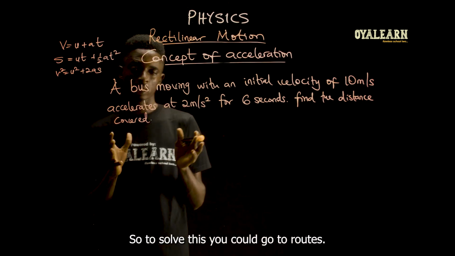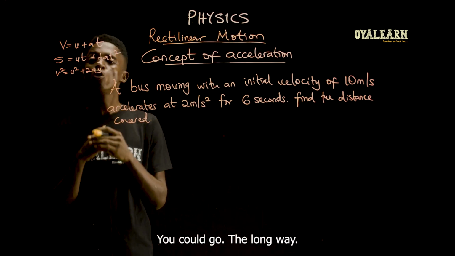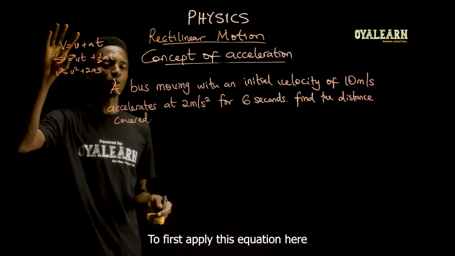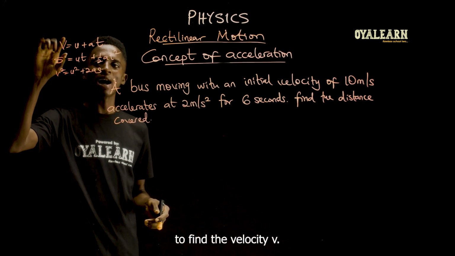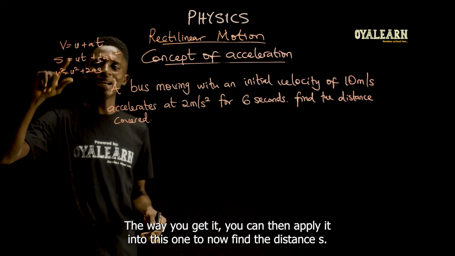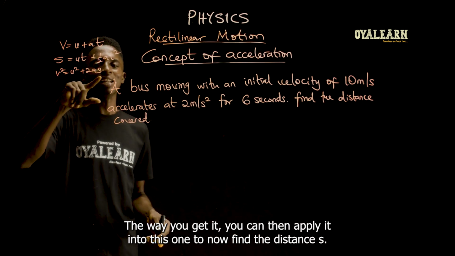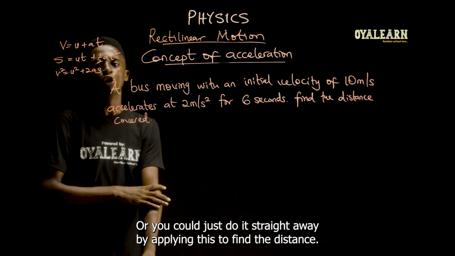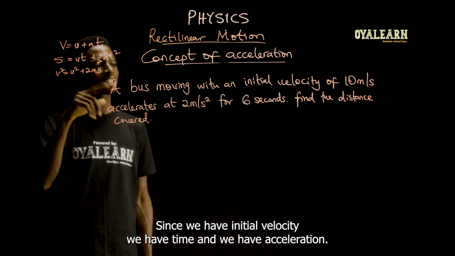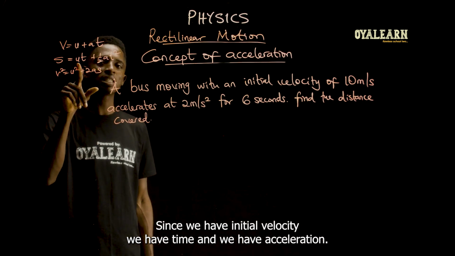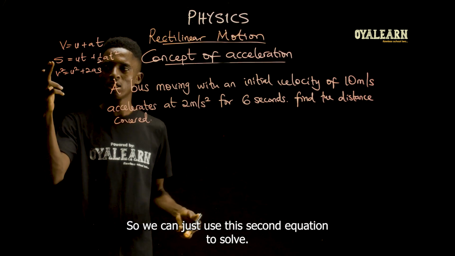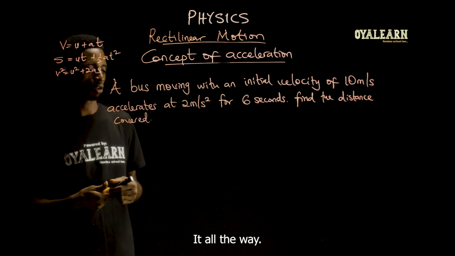So to solve this, you could go two routes. You could go the long way to first apply this equation here to find the velocity v. Then when you get it, you can then apply it into this one to now find the distance s. Or you could just do it straight away by applying this to find the distance, since we have initial velocity, we have time, and we have acceleration. So we can just use this second equation to solve it all the way.